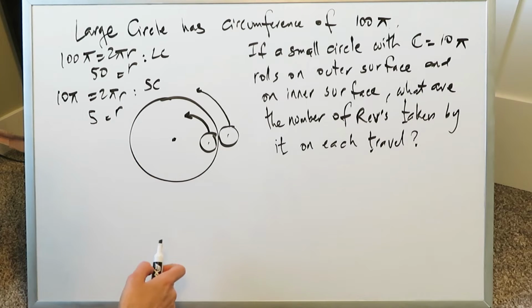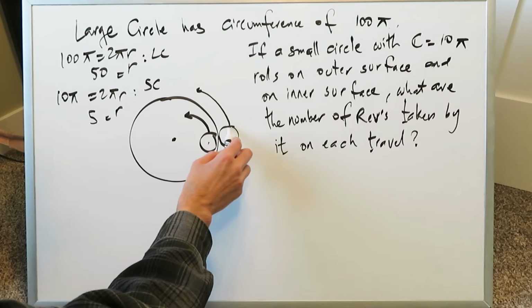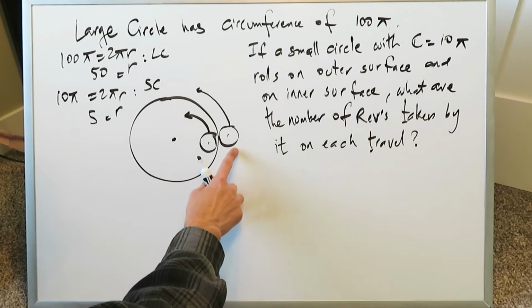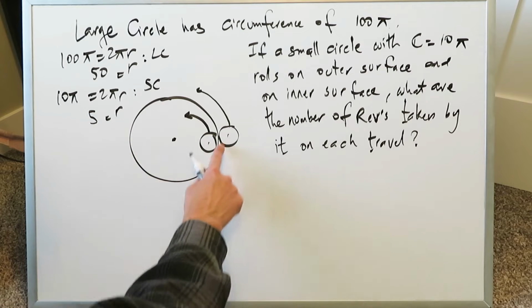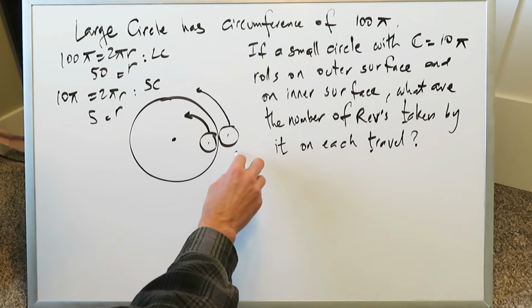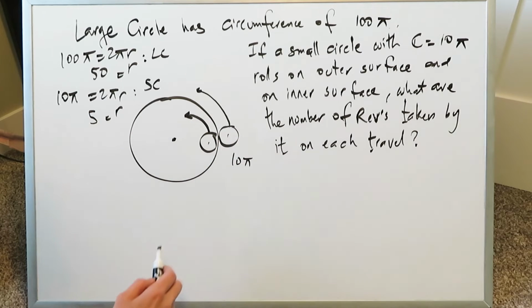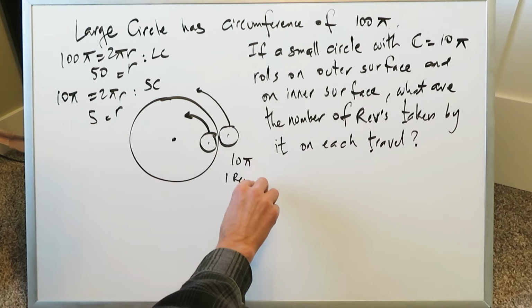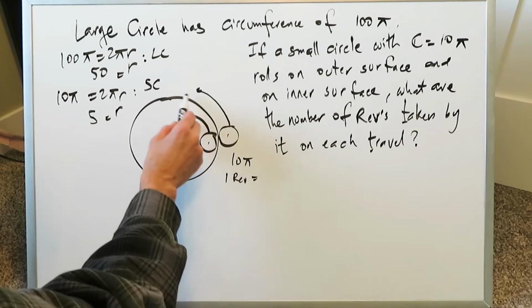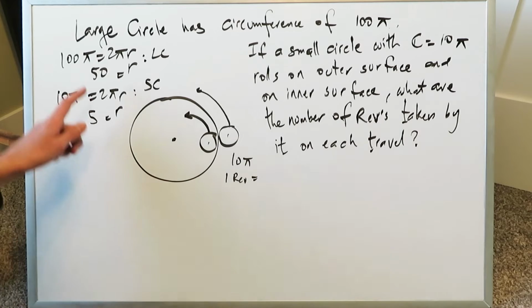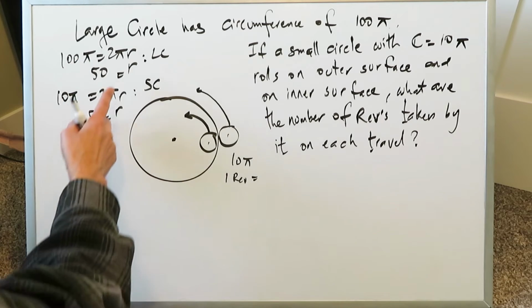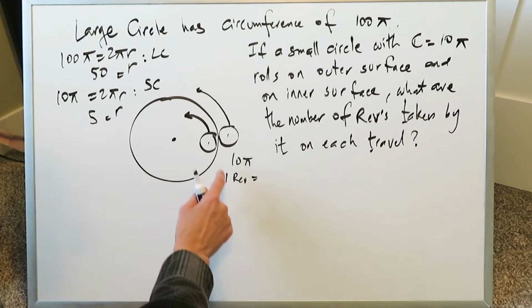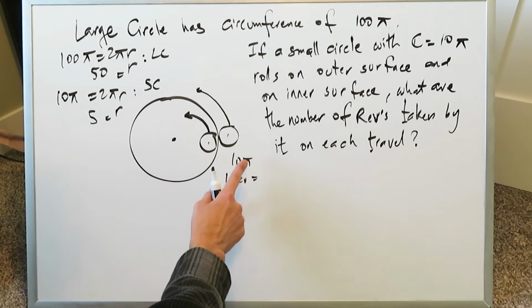But what are we really talking about here? We're talking about the number of revolutions taken. If you look at this small circle, it has a circumference of 10 pi. In each of its rolls, it's covering a distance of 10 pi. One roll, one revolution, it covers 10 pi. This large circle has a distance here of 100 pi. Did you need all of this? Perhaps you did not, at least not for the outer surface travel.